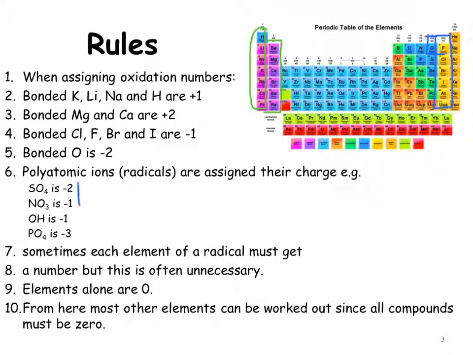Don't forget your polyatomic ions. They will have exactly the oxidation state of their charge. So if it was NO3 minus, the oxidation state is -1. Sometimes we need to look at the whole radical on its own or the whole polyatomic as a group, but sometimes we're going to look at each element in there on its own. It will depend. I'm setting out the rules first, then we will practice and see how they apply. Elements alone are always 0, and from there you can work out most others.